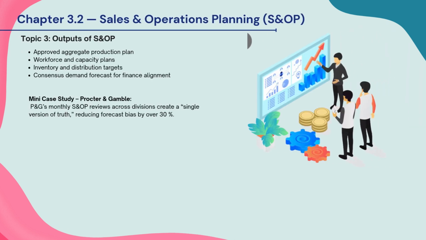This slide highlights the key outputs of the S&OP process. S&OP produces an approved production plan, along with workforce and capacity plans that guide operations. It also sets inventory and distribution targets to support service levels. Finally, it delivers a consensus demand forecast that ensures alignment with finance. The mini case study shows how P&G uses monthly S&OP reviews to create a single, accurate version of the forecast, reducing bias by over 30%.